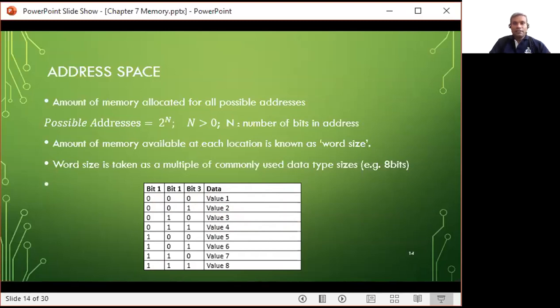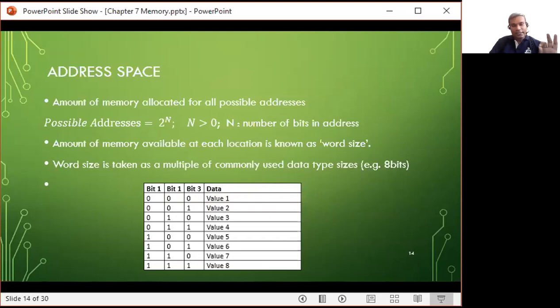Usually, the word size is taken as a multiplier of a commonly used data type. Let's say ASCII has 8 bits. Then Unicode can have either 16 or 32 bits, like that. So they are all multipliers of 8. The reason is, if you want to access this particular location, you have to access all that data from that location. So you can't store part of the variable in the first part of this location and part of it in this other part of this location. So when you are giving an address, you are basically accessing all the data in that part.